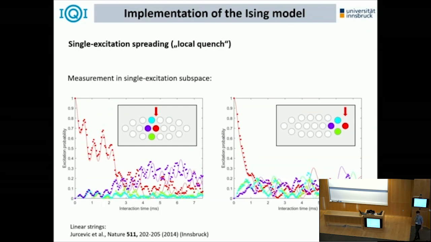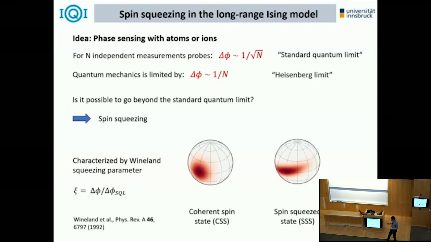Motivated by some recent work in our linear chain, we thought a good point to start with is looking at spin squeezing. Spin squeezing is motivated from metrology, where you want to use phase sensing with atoms or ions for the purpose of atomic clocks. Usually, the uncertainty of the phase estimation scales with 1 over the square root of N, and you can enhance this using quantum mechanics to 1 over N, which is called the Heisenberg limit.